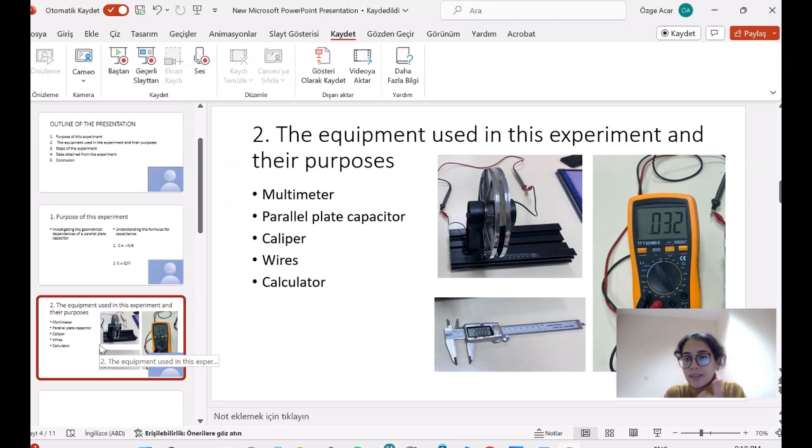So here you can see the equipment that I used for my experiment. Here you can see the parallel plate capacitor, a multimeter and a caliper. I used the caliper to measure the distance between the plates and I used the multimeter to measure the capacitance.